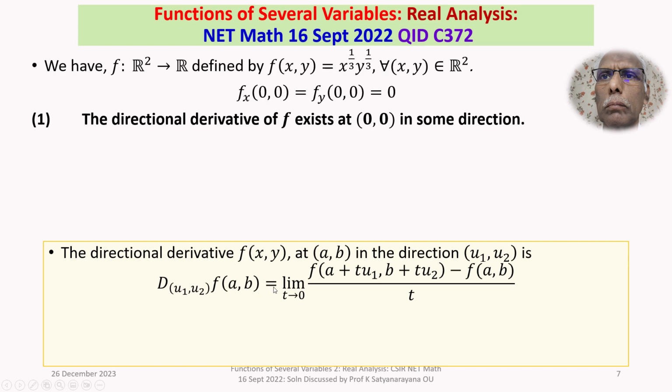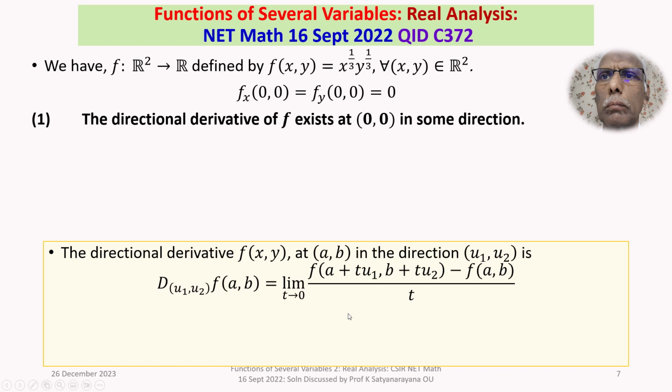And this is defined as limit t tends to 0 of f(a + t·u1, b + t·u2) minus f(a, b), divided by t. If this limit exists, then the directional derivative in this direction exists.